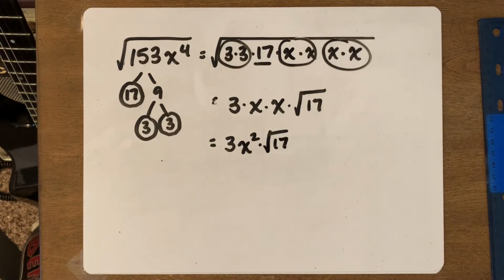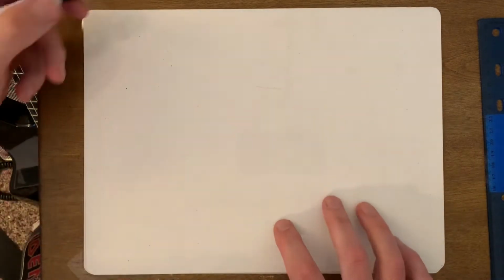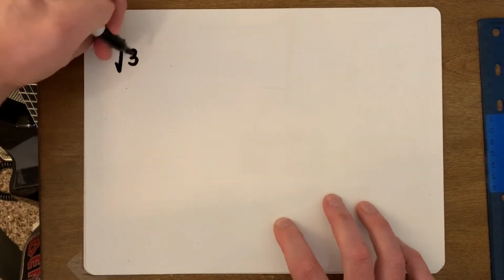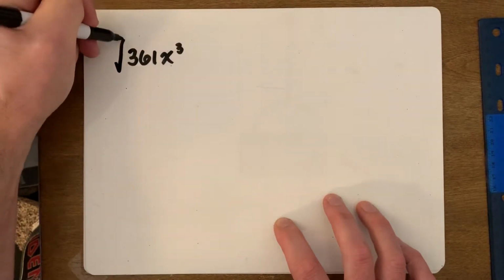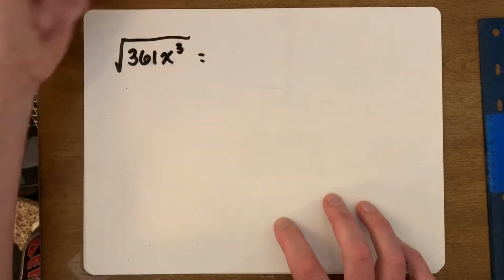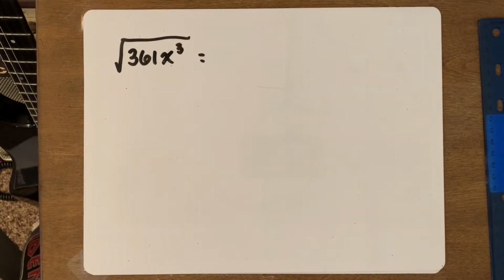Let's try another one. This time, we're going to do the square root of 361 x cubed. All right, so let's see what that's going to look like. 361. If you take 361 and you add up all the digits, you get 10. That's not really going to work too well. So I know it's not even. I know 2 doesn't go into it. I know 5 doesn't go into it.